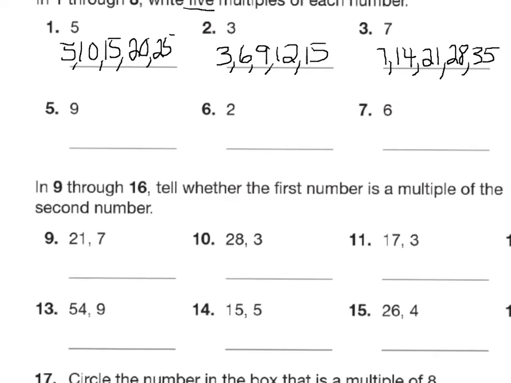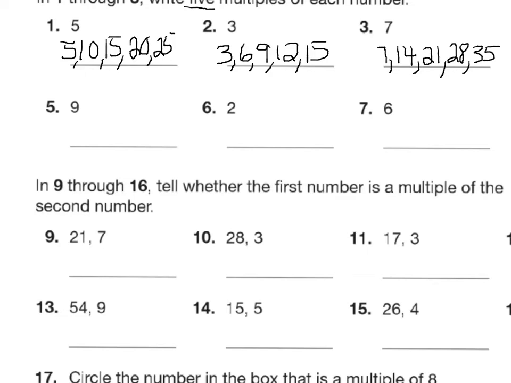Alright, number 5. I'm going to go back to skip counting. Actually, 9's a little hard to skip count by, so we're going to multiply. 9 times 1 is 9. 9 times 2 is 18. 9 times 3, 28. 9 times 4, 27. It was 27, not 28. 36. 9 times 5 is 45.